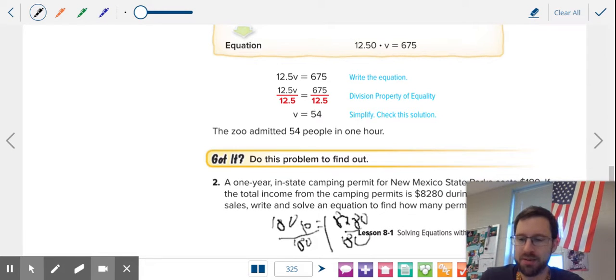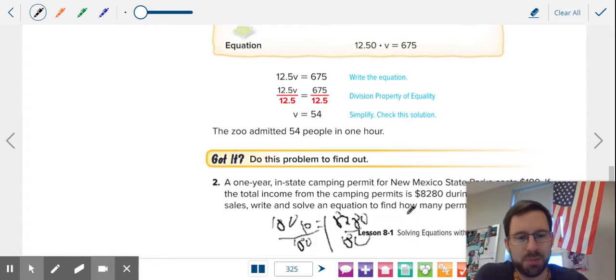divided by 80 is 100 and what? Oops, I read the wrong number. 8,280 divided by 180. I couldn't even read my chicken scratch. Is 46 permits. So P equals.